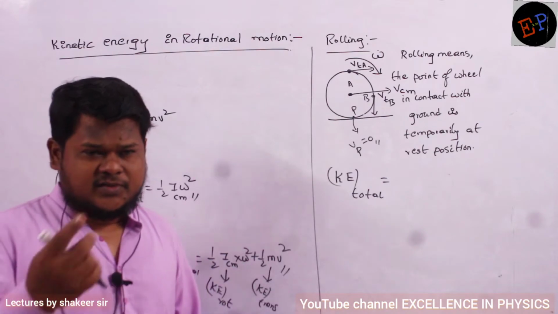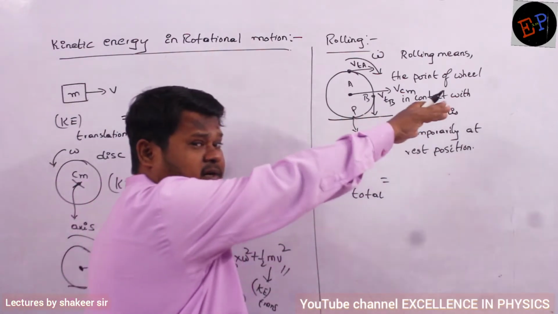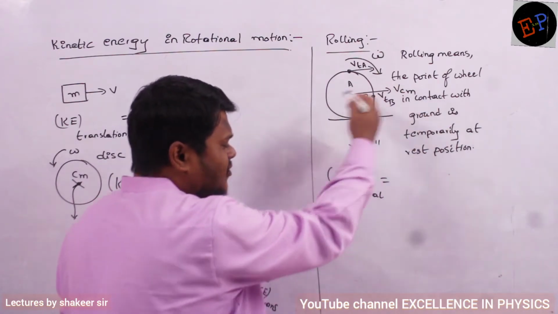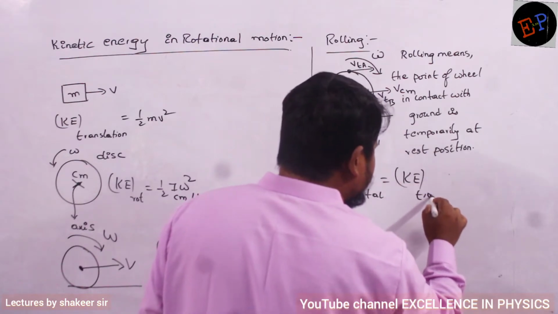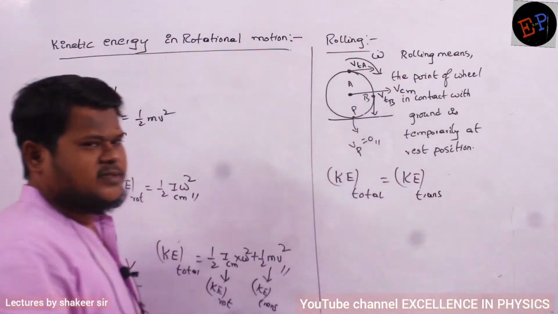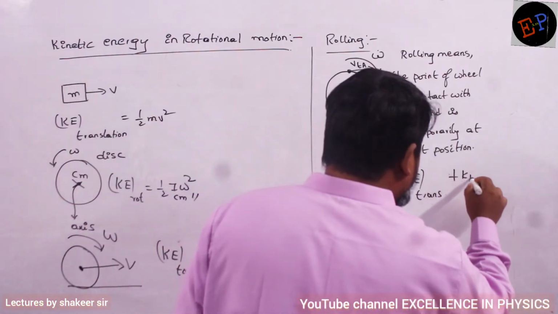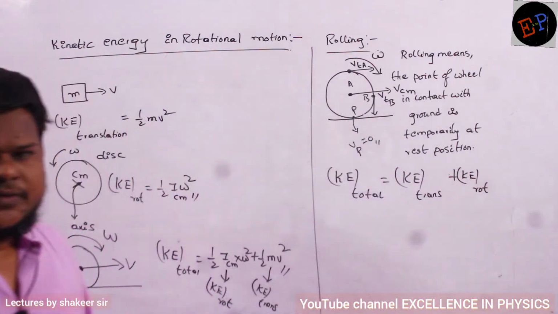Two kinetic energies. What are they? Kinetic energy because of motion in a straight line. This wheel is moving in a straight line, no? So it will have kinetic energy because of translation, translational kinetic energy. Similarly, one more kinetic energy: kinetic energy because of rotation also it will have. Both kinetic energies it will have.